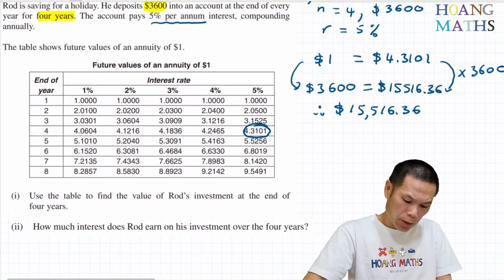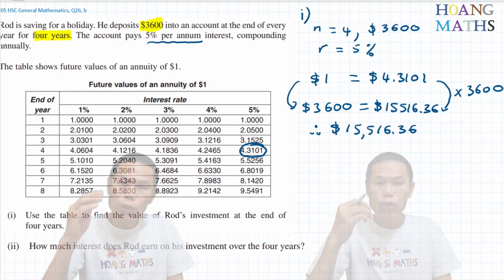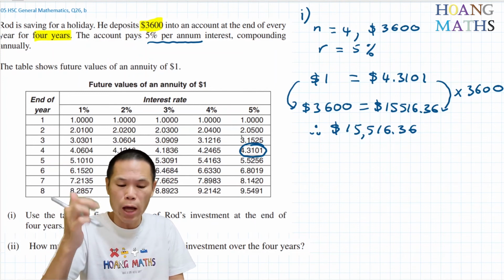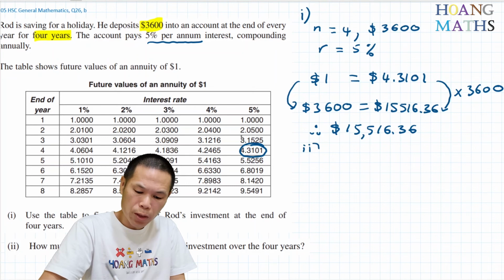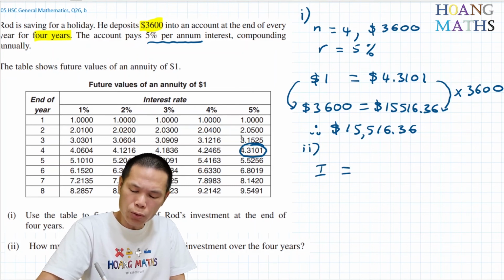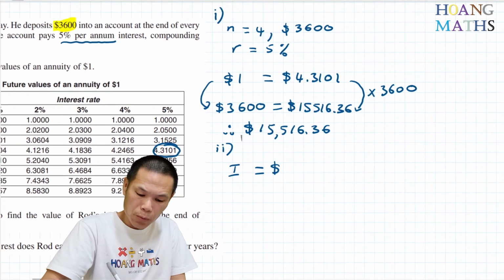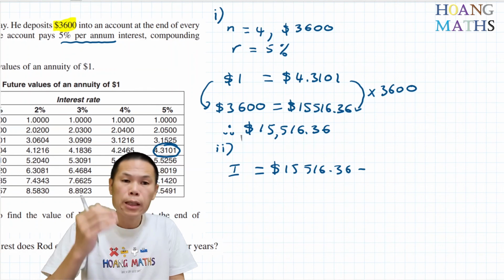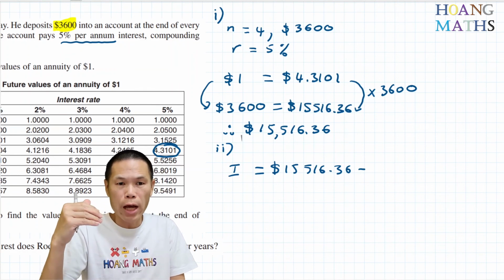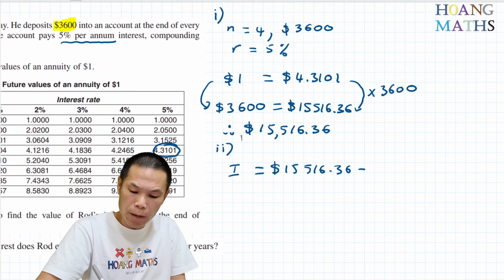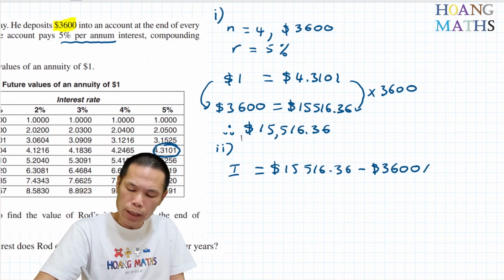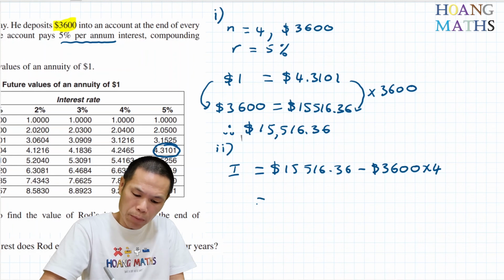So part 2. How much interest does Rod earn? The interest is the future value minus the amount of money that Rod put in the bank. So the interest is equal to the future value, which is 15516.36, minus the total amount that he put in the bank. Every time he made a $3,600 payment, and he made 4 regular payments. So this is the amount he put in the bank, and that will give me the interest.